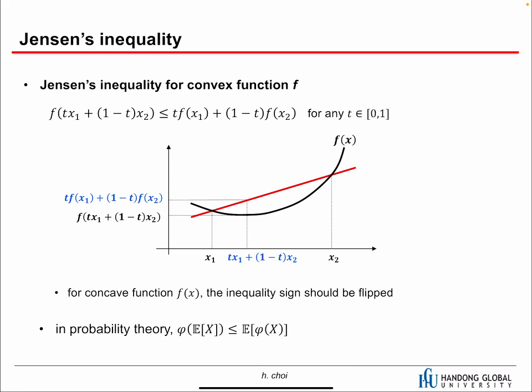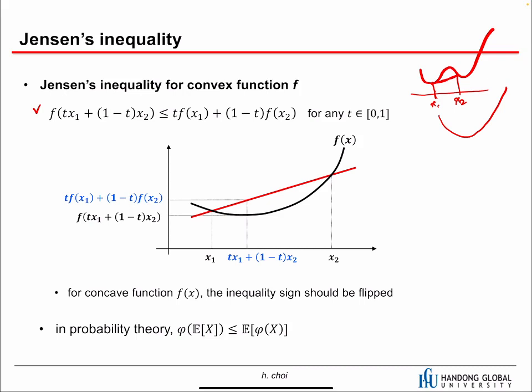Jensen's inequality is also a popular one in machine learning. Given a convex function, Jensen's inequality says this. So let me explain what a convex function is. This function is not a convex function, and this function is convex because when we pick 2 points, x1 and x2, then we evaluate the function f at the 2 locations. If we draw a line between these two, then this line is above this curve.